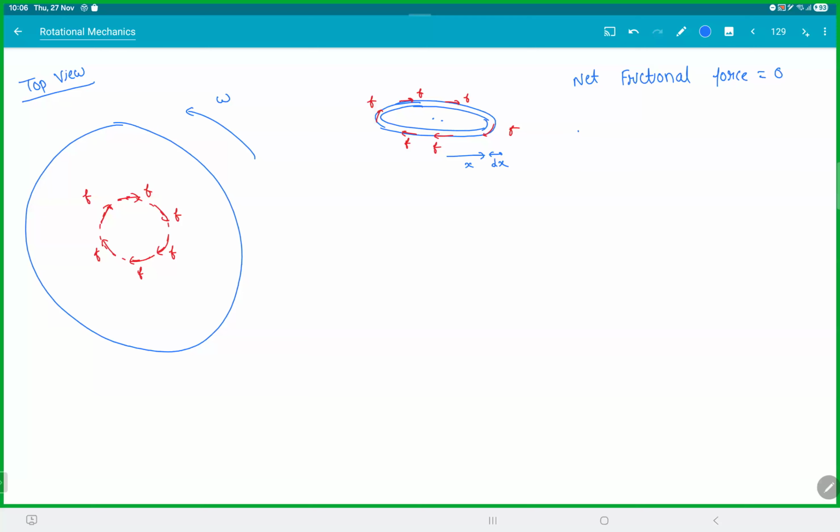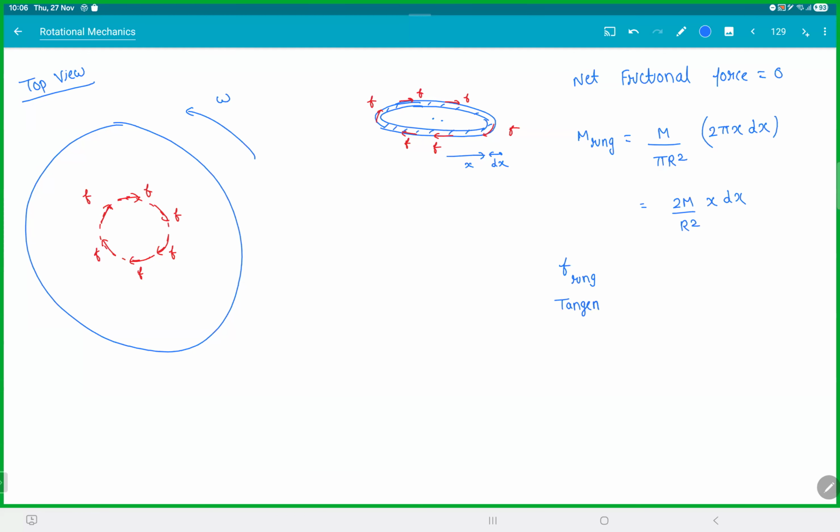So how do we find that? First, let's find the mass of the ring. Mass of the ring will be total mass of the disk by pi r squared, which is your sigma, into the area of the ring, which is 2 pi x dx. We have done this multiple times. Hope you remember this: the area of the ring will be circumference into that small thickness dx. Total mass by total area into dx. So this will give you 2m by r squared into x dx. This is your mass of the ring.